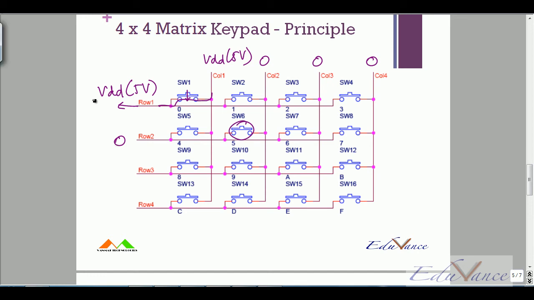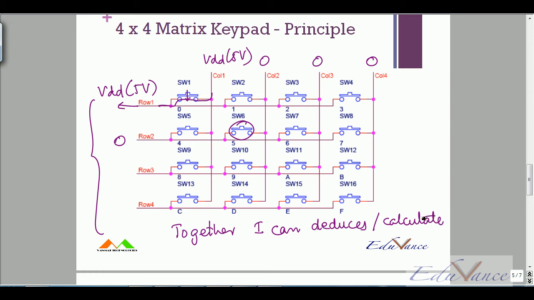Now, if I have information of both the rows and the columns, then together I can deduce or calculate which switch is pressed. Okay, it's a fairly simple principle of operation. As long as I have information of what is given at the columns or at the rows, then I can figure out which switch is pressed.